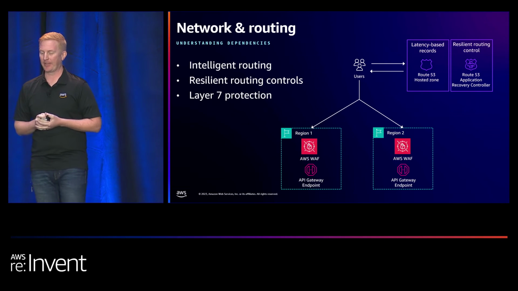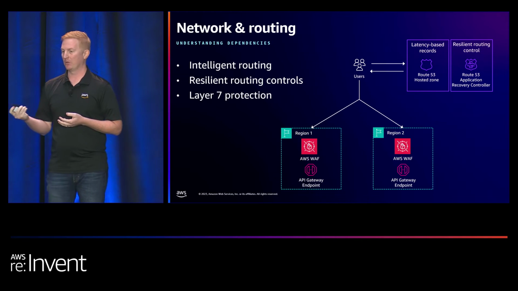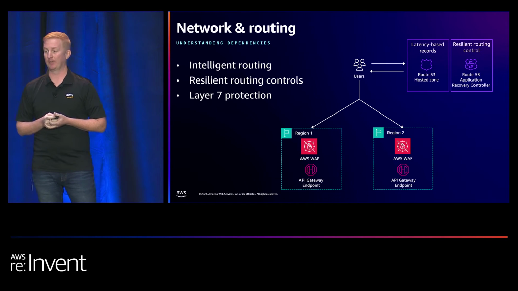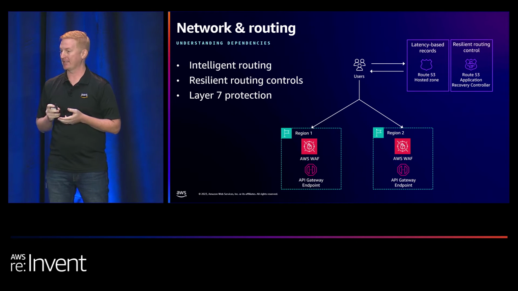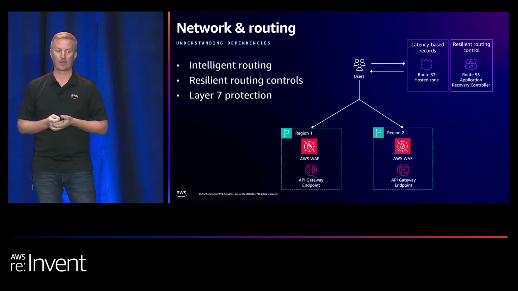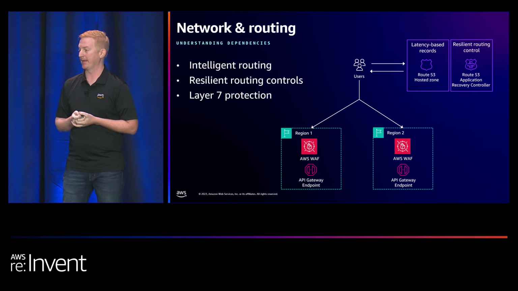Being an online authentication provider, security was always top of mind for them. So they also wanted to have additional protection for things like SQL injection and cross-site scripting attacks and other layer 7 attacks. So for that, they deployed an AWS Web Application Firewall in front of the API Gateway endpoint.